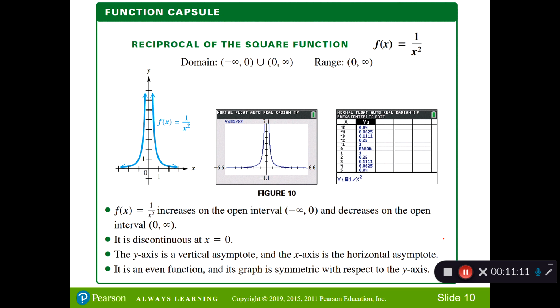Now, the graph of 1 over x squared looks like this. As I plug in values that are close to 0, just like the graph of 1 over x, it gets really big values. But this time, since I'm squaring, both sides are positive. So I'm going to go out towards 0 on both ends, and I'm going to go up towards positive infinity at 0. My domain is everything but 0. My range is only the positives.